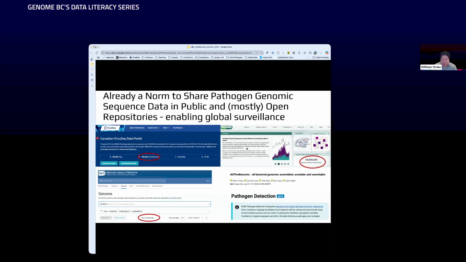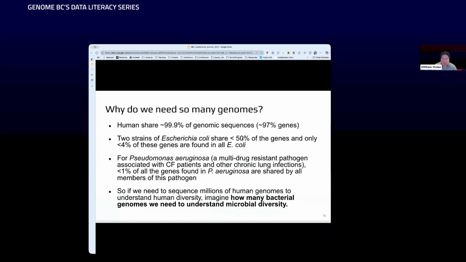And there's also corresponding international repositories showing over 16 million, and by now actually more than that, about 17, 18 million genomes available through these public repositories. So there are millions of genomes available out there. And why do we need so many genomes?